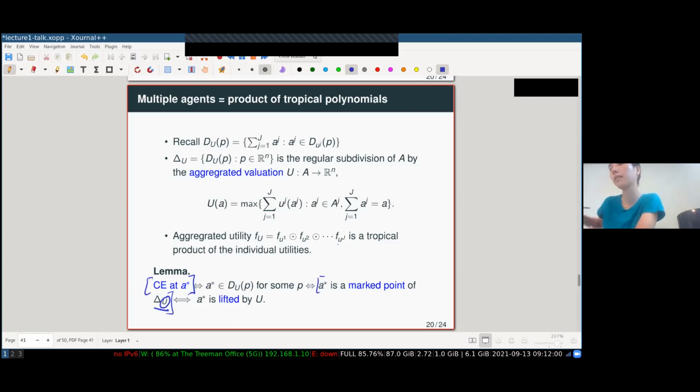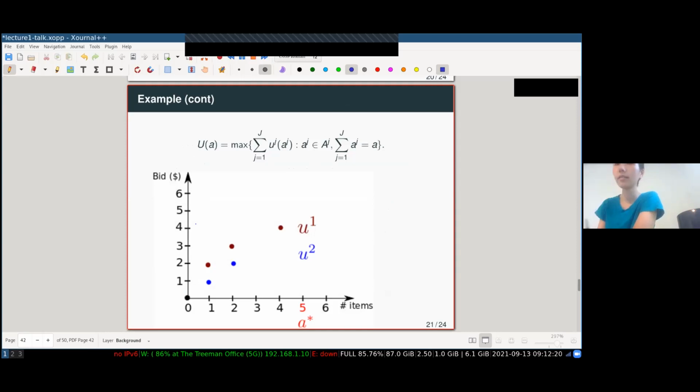Okay, so I have a particular regular subdivision, and all I have to check is whether A star lies in it or not. Right? If it's in it, then I know there exists some P such that this is true. So instead of trying to solve for the price simultaneously, I simply have to look for this subdivision. So this is why the polyhedral geometry really helps. So here, just to conclude with my example here.